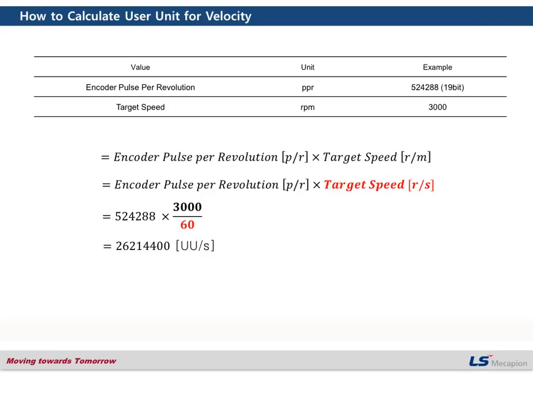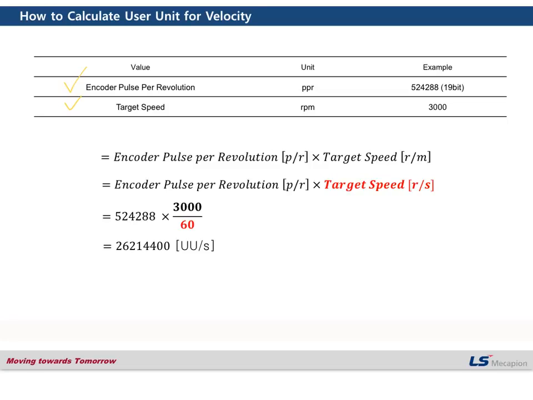In the profile velocity mode, you need to set the velocity with user unit. Not only for profile velocity mode, but also most setting values have a user unit in the L7NH drive. For this process, you need to check two basic values. First is the encoder resolution, the encoder pulse per revolution, and the second is the target speed.